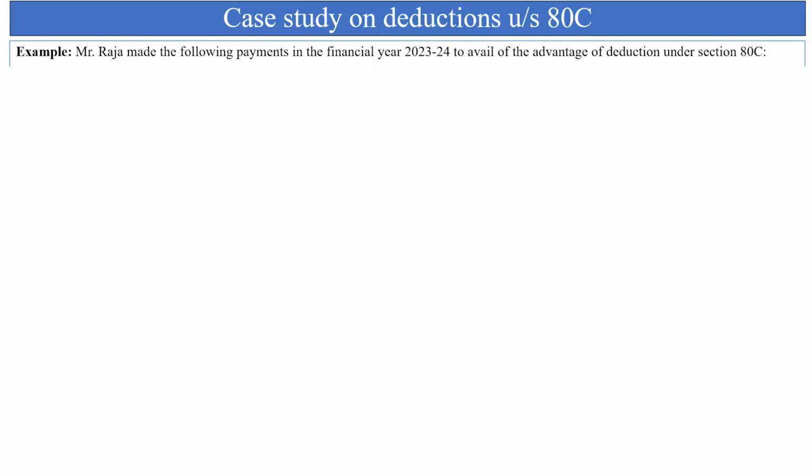We are going to discuss the topic case studies on deductions from gross total income. So the first deduction, in respect of the case study, is under section 80C. Here we take Mr. Raja, who made the following payments in the financial year 2023-24 to avail of the advantages of deduction under section 80C. Six items are here for our consideration.